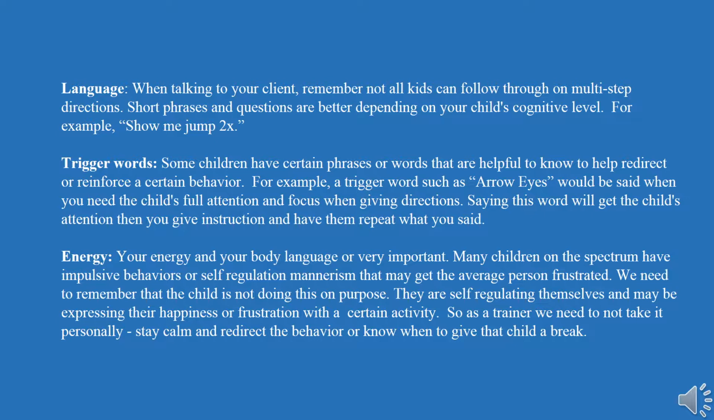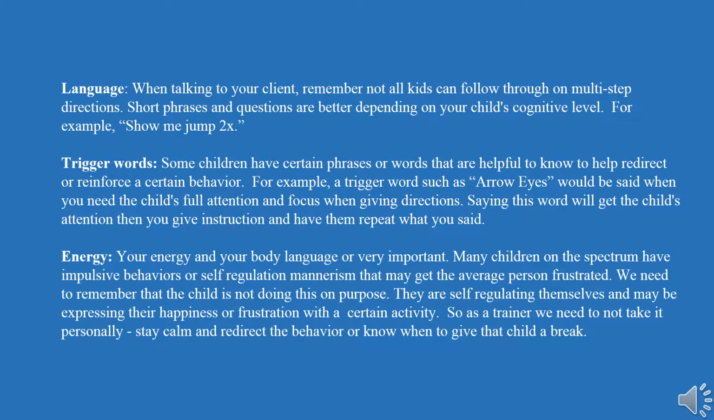Trigger words. Some children have certain phrases or words that are helpful to know to help them redirect or reinforce a certain behavior. For example, a trigger word such as "arrow eyes" would be said when you need the child's full attention and focus while giving them directions. Saying this word will get the child's attention, then you can give instruction, and it's best to have them repeat what you just said to be sure that they really understand.